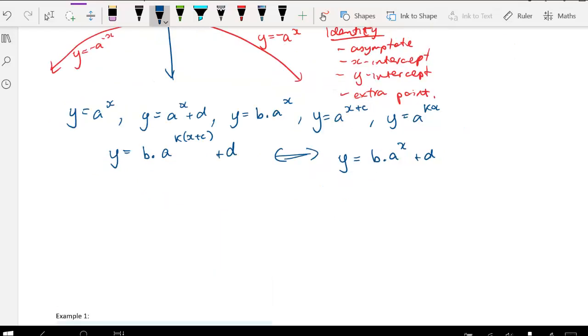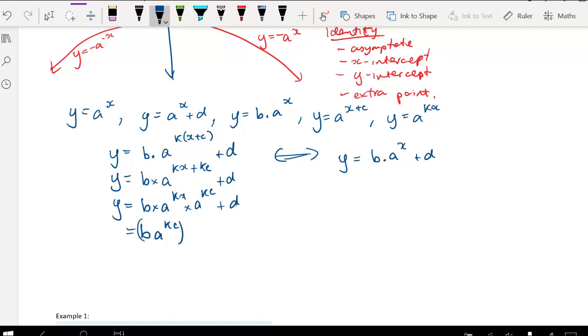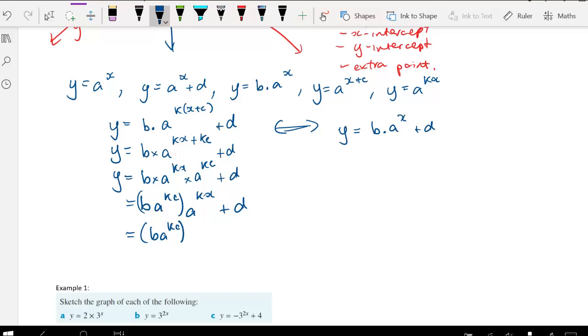So if we go to manipulate this form, we have y is equal to b times a to the power of kx plus kc plus d, and that means we've now got b times a to the power of kx times a to the power of kc. Now, a, k, and c are all constants, along with b. So now we can write this all in front. We've got b and a to the power of kc multiplied by a to the power of kx plus d. Now, b a to the power of kc is just a constant.